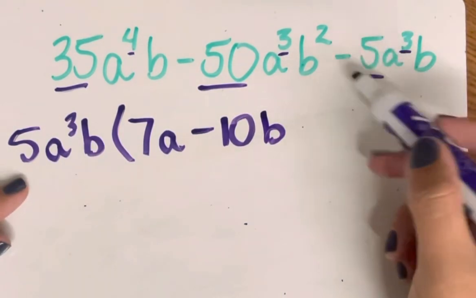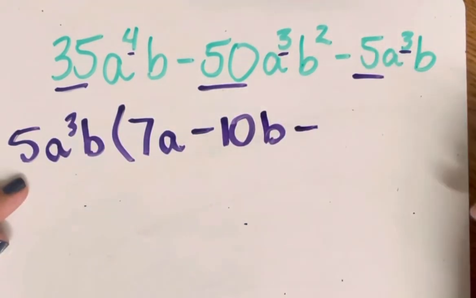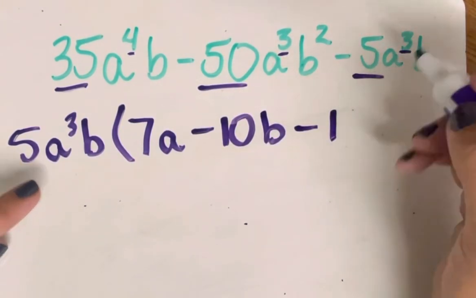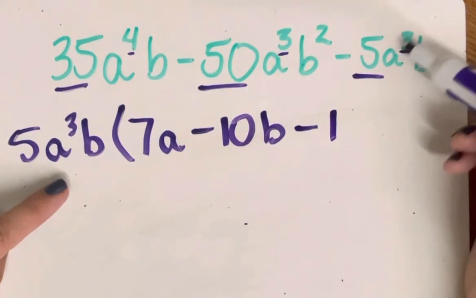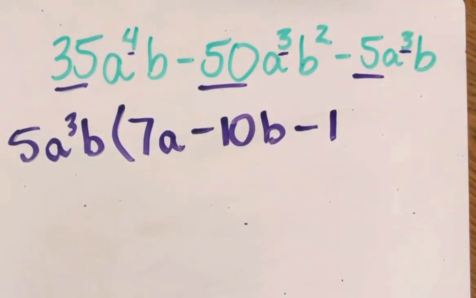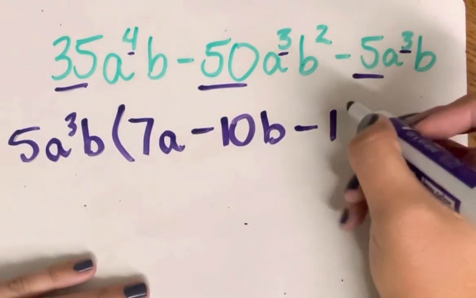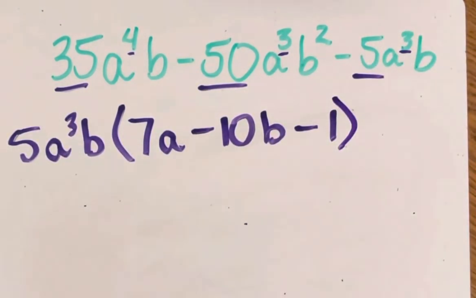5 and negative 5. It's going to be negative, and really there's just a 1 here, and then a cubed and a cubed, those match as well. B and b both to the 1st, those match. So this is actually just minus 1 remaining here at the end.